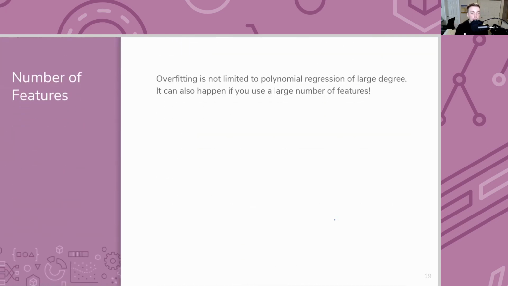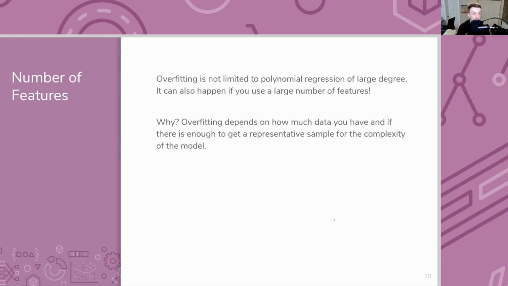Okay, so we talked about the coefficients growing, but one thing that you pay attention to is that overfitting is not necessarily limited to polynomial regression of large degree. It could also happen anytime you use a large number of features. So anytime you're using a model that's complex. And why? Well, overfitting is relative to how much data you have. If your model is too complex for how much data you have, you're going to tend to overfit.